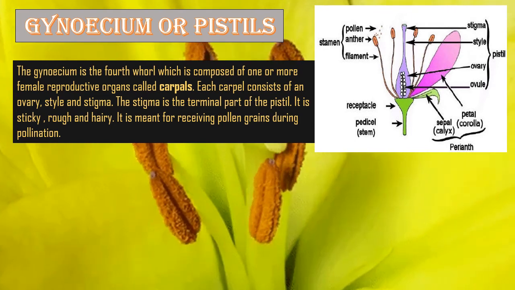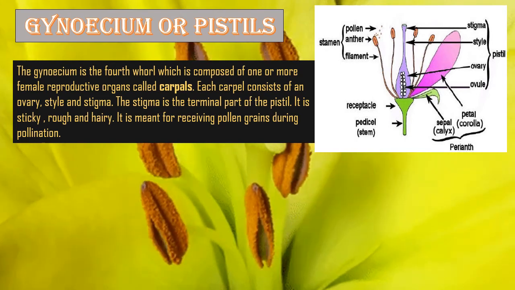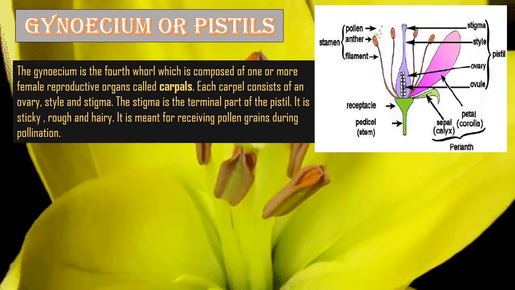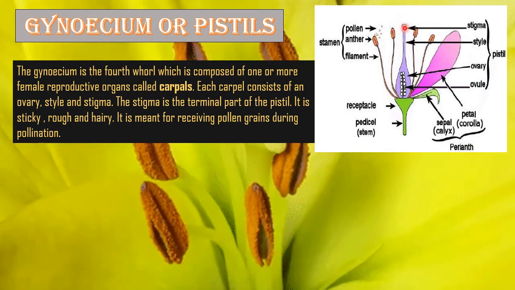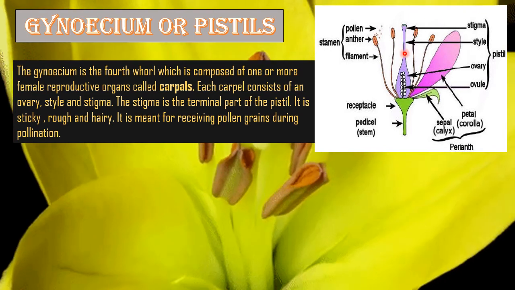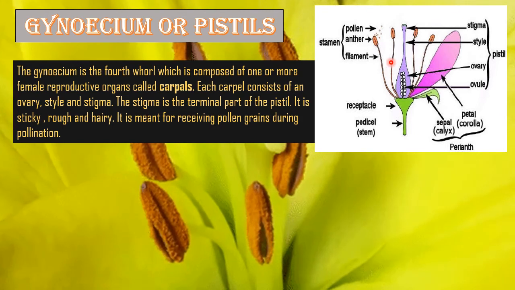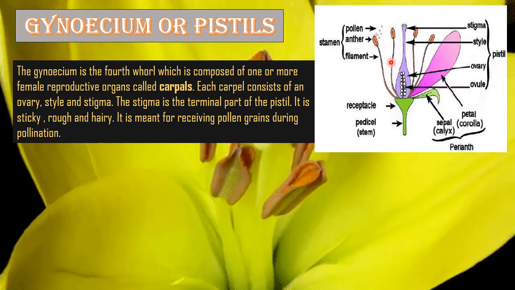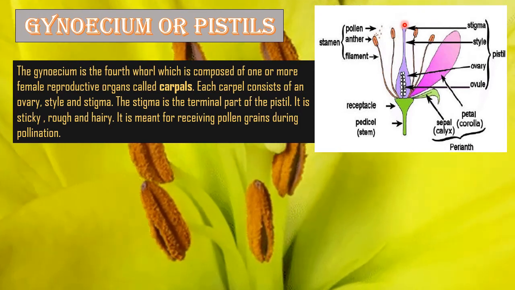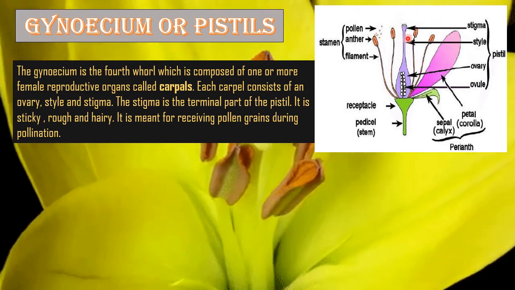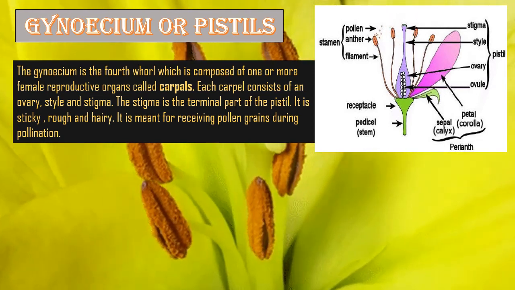Each carpel consists of an ovary, stigma, and style. Now the stigma is the terminal part. Look at this flower. In this flower, the stigma is the terminal part of the pistil. This is the style and this is the ovary. Right? This is the female reproductive organ of the flower. The stigma is sticky, rough and hairy. It is meant for receiving pollen grains during pollination. Clear, student?